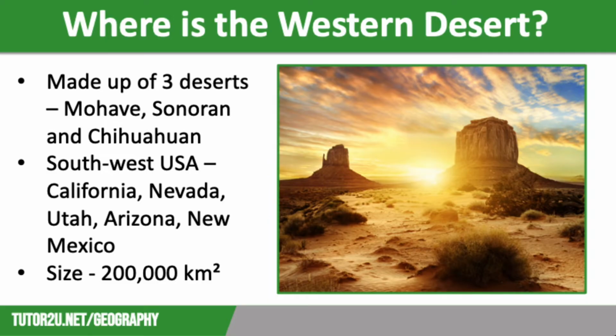So let's start off by recapping the location of the Western Desert. The Western Desert is in the United States of America and is made of three different hot deserts: the Mojave Desert, part of the Sonoran Desert, and part of the Chihuahuan Desert. The Western Desert is in the southwest of the USA and it covers around 200,000 square kilometres, spanning parts of California, Nevada, Utah, Arizona, and New Mexico. Population density in this desert is low, with most people living in cities such as Phoenix in Arizona and Las Vegas in Nevada. The harsh conditions in the Western Desert make life very challenging.